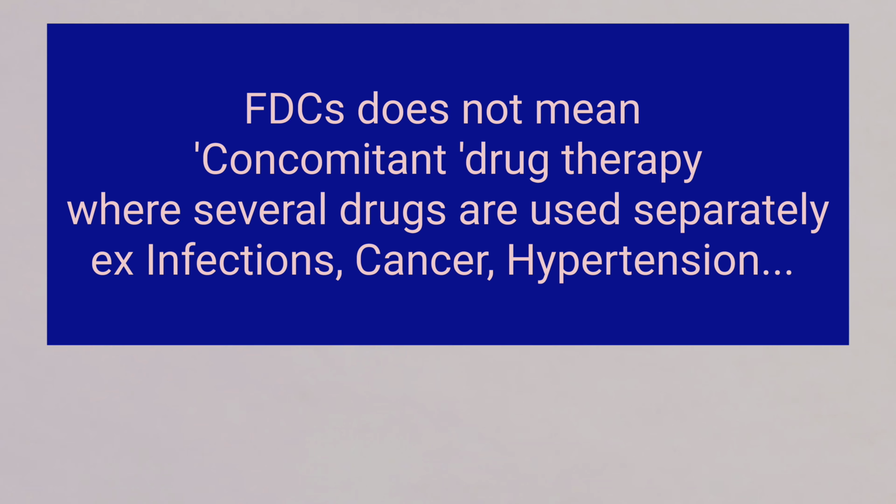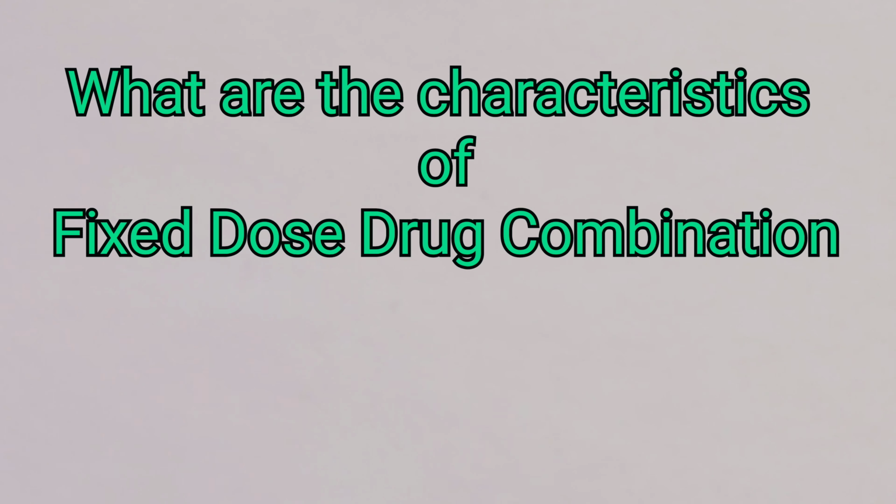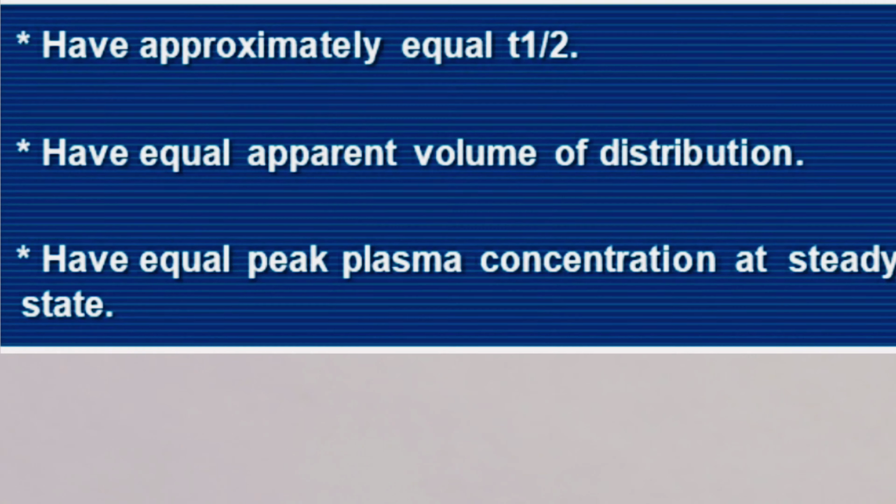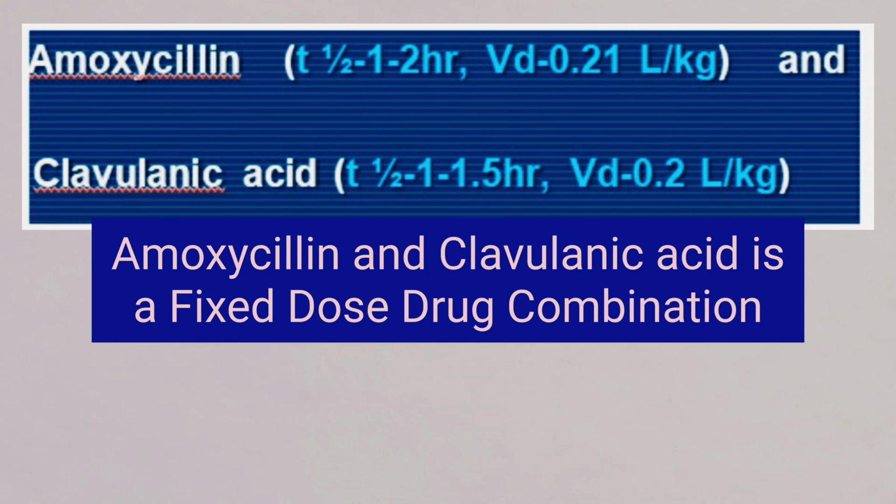Next, what are the characteristics of fixed dose drug combinations? The individual drug components that are combined in fixed dose combinations have approximately equal half-lives. They also have equal apparent volume of distribution. This results in less fluctuations in the plasma concentration of the drug at steady state. For example, amoxicillin combined with clavulanic acid is an example of fixed dose drug combination. Here, amoxicillin and clavulanic acid have similar half-life and volume of distribution.